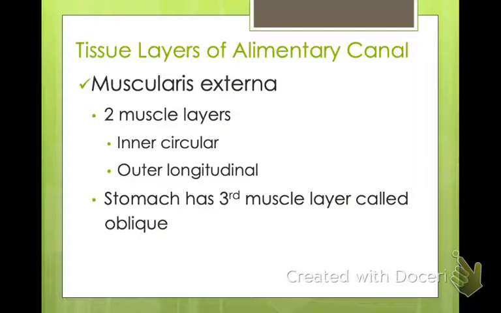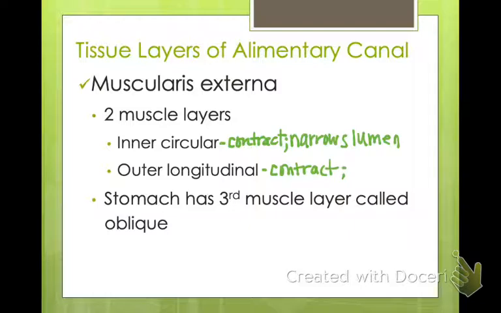Now the third layer is the muscle layer, and this muscularis externa layer has, in most areas of the digestive tract, two muscle layers. It has an inner circular layer and an outer longitudinal layer, and that inner circular layer is going to contract, and when it contracts, it makes the lumen smaller, so it narrows the lumen, and that lumen, remember, is the cavity or the opening that the food passes through. The outer longitudinal, when they contract, they're going to widen the lumen. So they contract and the lumen widens. So just add that in for you.